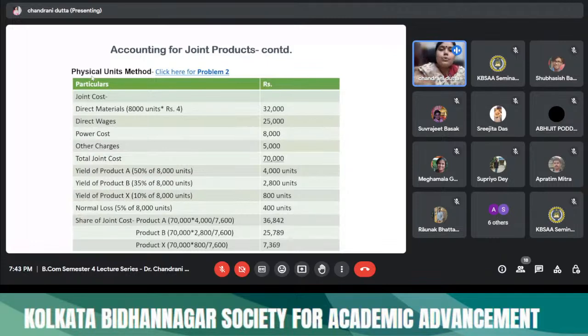I use that to distribute the joint cost. So the basic thing is not to get confused too much. The basic thing is here we choose one physical factor, mainly the weight like kg, liters and all, and we distribute the joint cost based on that physical factor. Okay, if you see the problem, it will be clear.